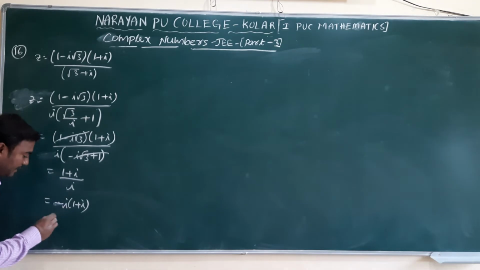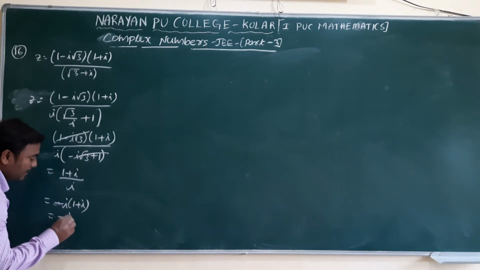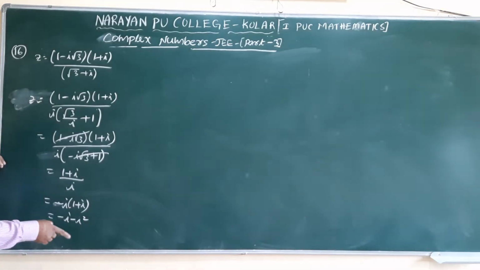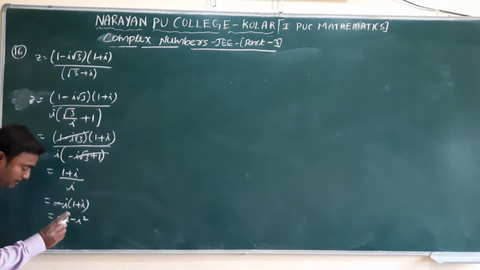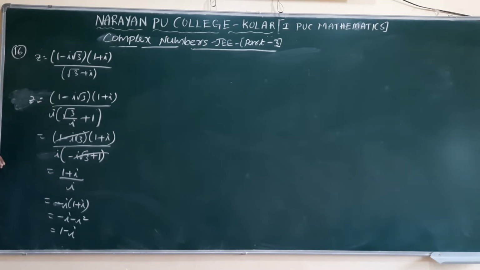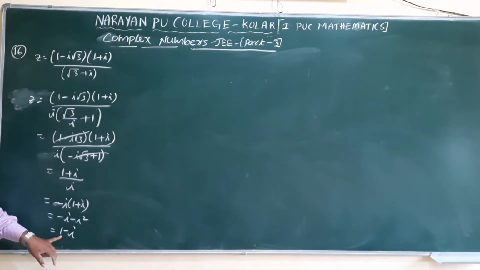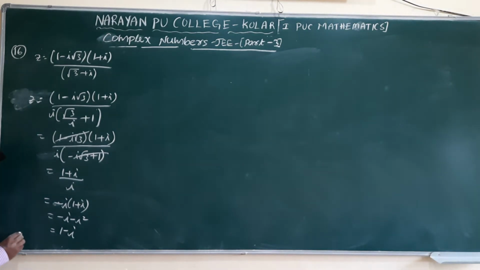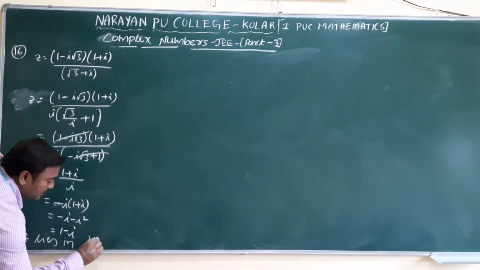Multiplying, we get minus i minus i square. Here minus i square is minus into minus, plus 1, so 1 minus i. Here the signs are plus and minus, and we already know that plus and minus lies in the 4th quadrant. Therefore z lies in the 4th quadrant.